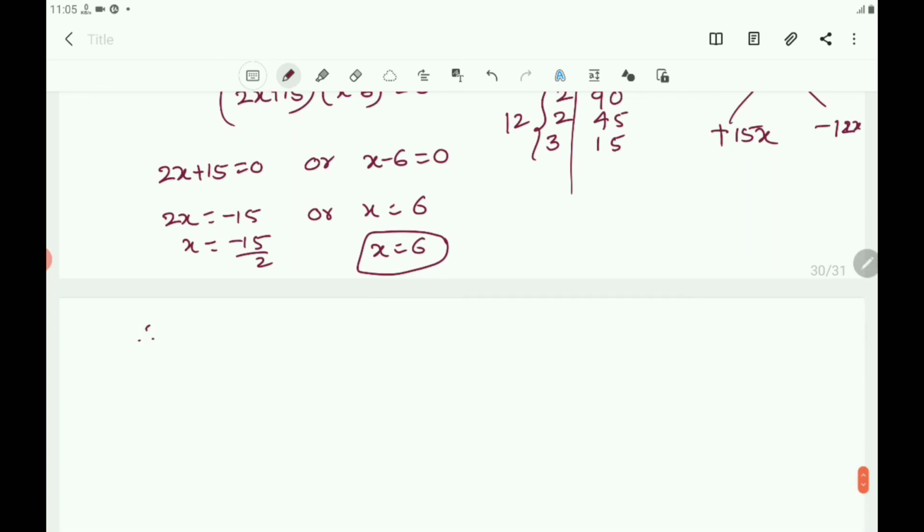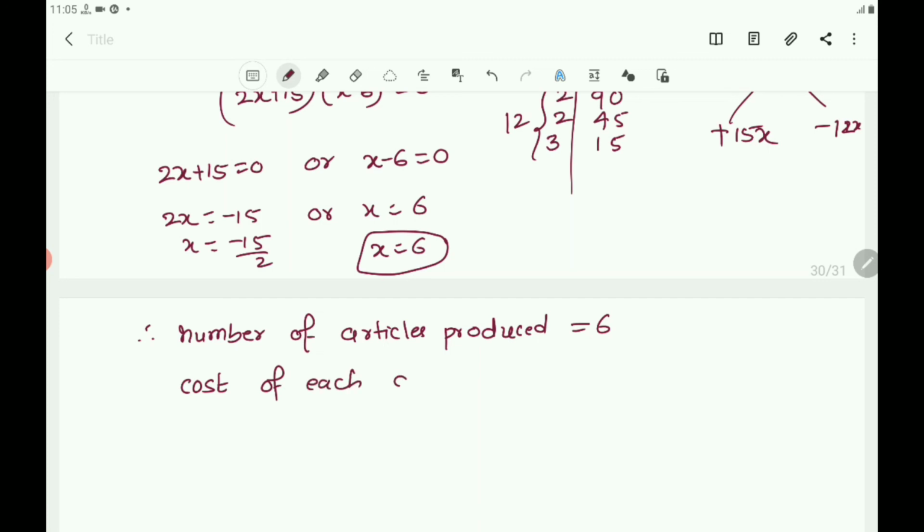Therefore, the number of articles produced equals 6. The cost of each article equals the total cost, 90, divided by 6. So you will get 6 fifteens are 90, that is 15 rupees. The cost of each article is 15 rupees.